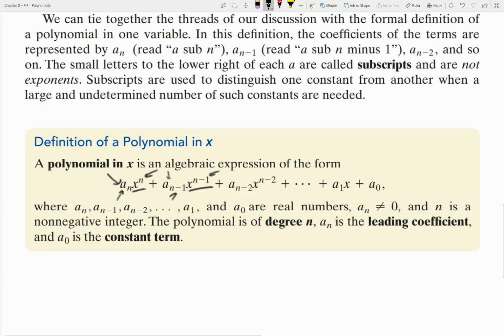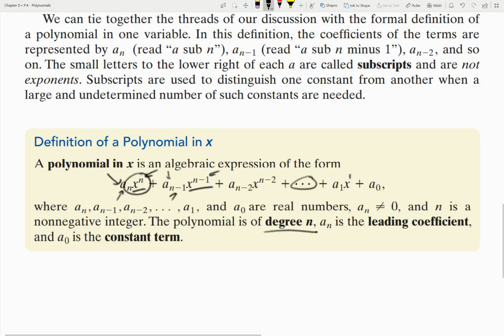And we start with some variable x to the nth power. We start with some number n, and we go down by 1, then down by 2, then down by 3. The ellipses in the middle mean we keep going down until we get to x to the first and x to the 0 power, which is just the constant term. When all these numbers are real numbers and a sub n is not equal to 0, and of course n is a non-negative integer, the polynomial is of degree n.